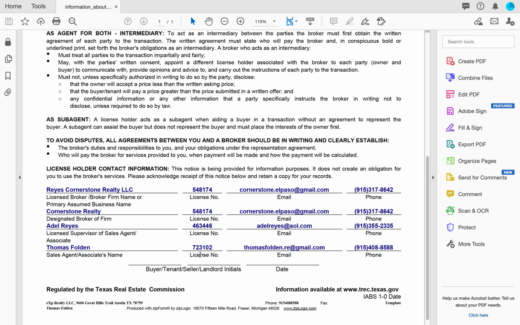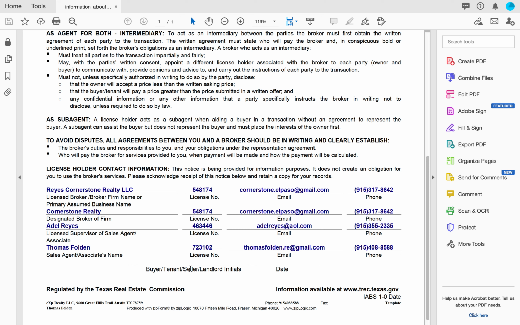Now, if you are with Cornerstone Realty, this is how it's going to be set up here at the top. So you have Reyes Cornerstone Realty LLC, and this is the license number for that. Emails for both Cornerstone Realty LLC and Cornerstone Realty are the same. Email's the same, phone number's the same. Your designated broker is Adele Reyes. This is her license number. You'll need this information for your contracts and things like that. And her email and phone number, and then your information goes on this bottom line. Okay?